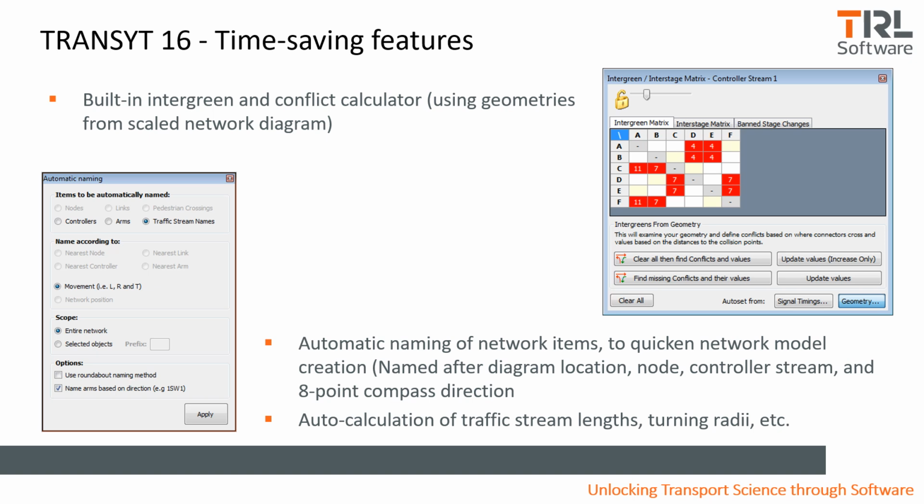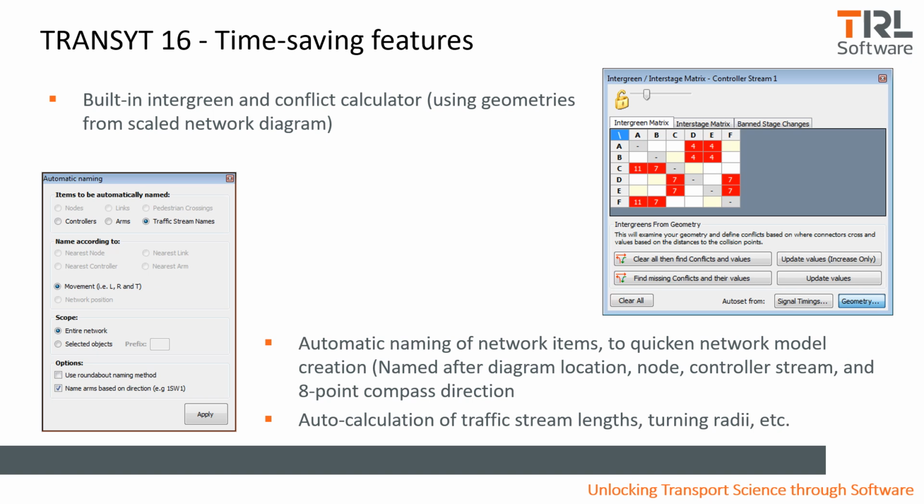Moving on, we have a number of time-saving features. Can't cover absolutely everything in the product, so I just picked out a few that are particularly useful. We have a built-in integrity and conflict calculator now. So once you've got a scaled network diagram in front of you and you specify the phases of what they're controlling, you just press one button and it will populate the integrity matrix with all your conflicts and also integrins based on DFT, UK DFT values.